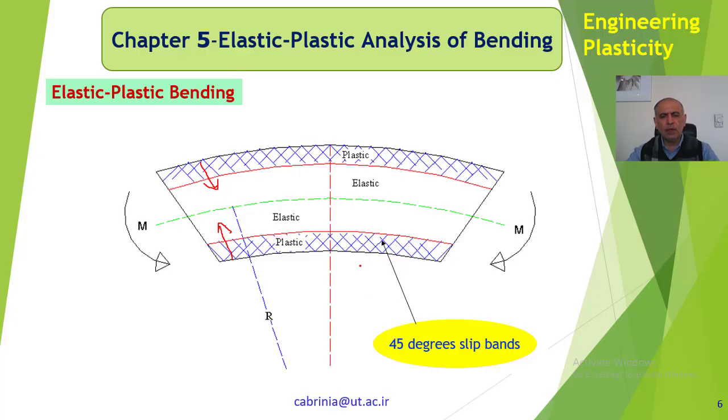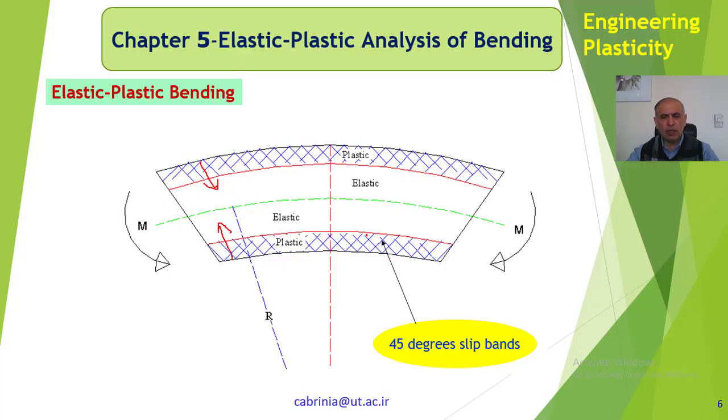Okay, you can see this 45. In fact, if you take a section and examine it under a microscope, you will see 45-degree slip bands. These slip bands are due to the slip planes that have happened and make the material plastic. Okay, plastic deformation we have explained before, that happens in this way.